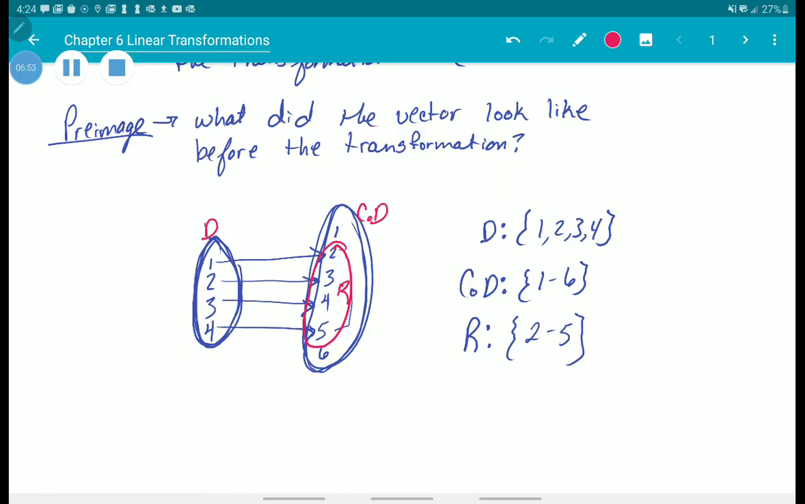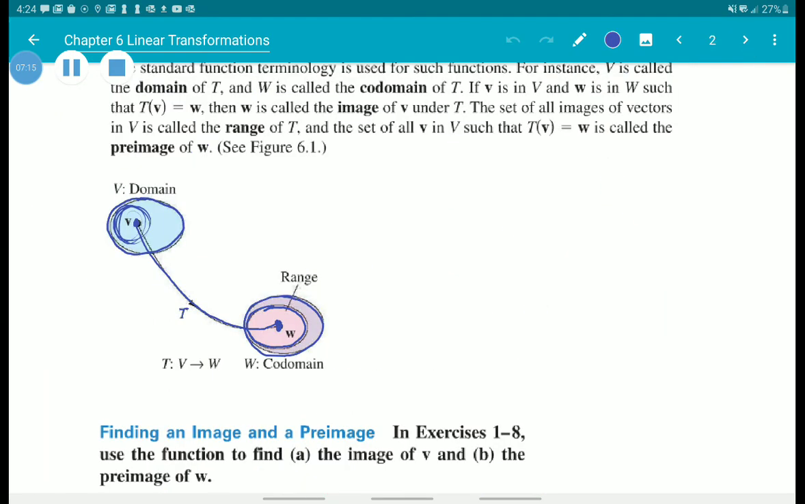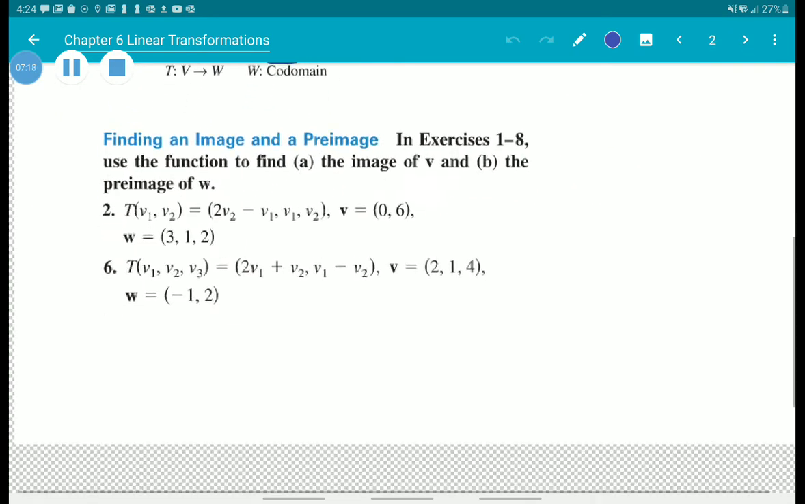Now, when we talk about the definition of image and pre-image, I want you to think about the image as, if I apply this transformation rule, what does the vector look like under that rule? The pre-image is what it looked like before. So what did it look like before I got to this new world? Now, let's look at a few examples to make those things a little bit more concrete.